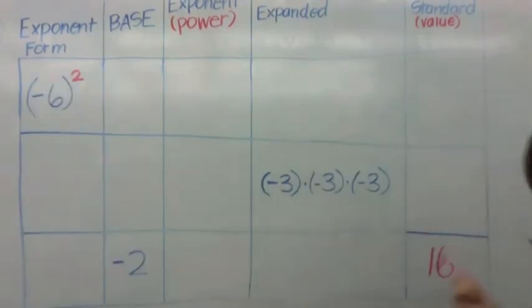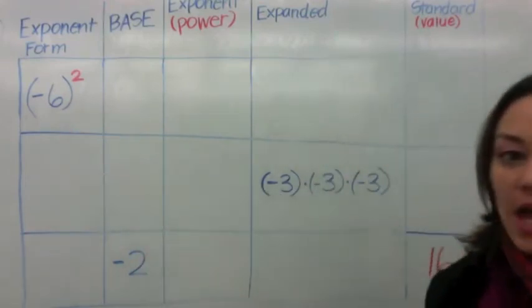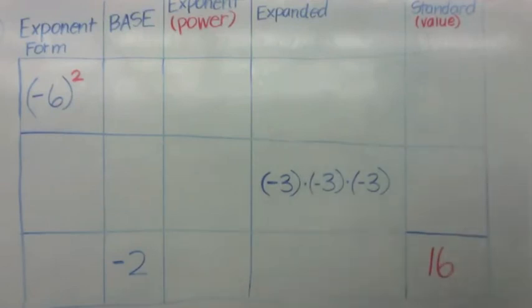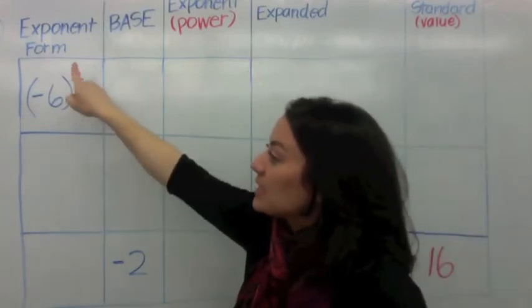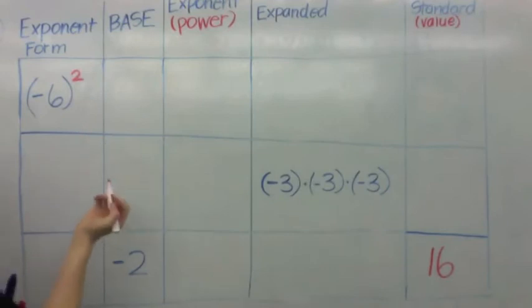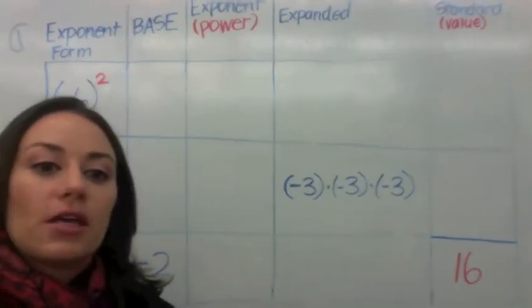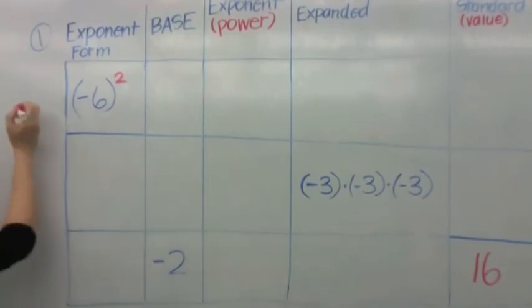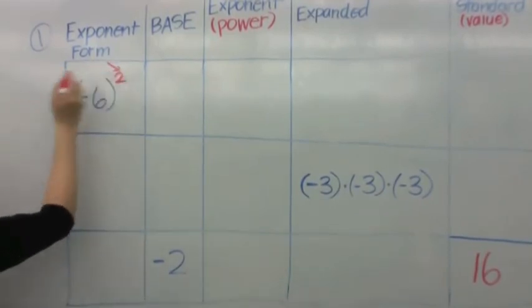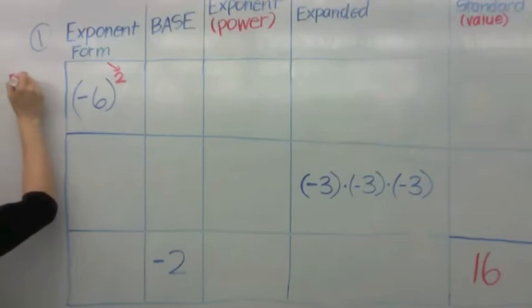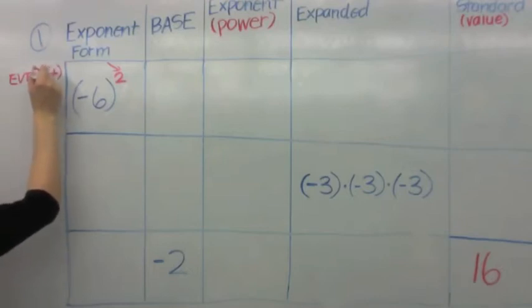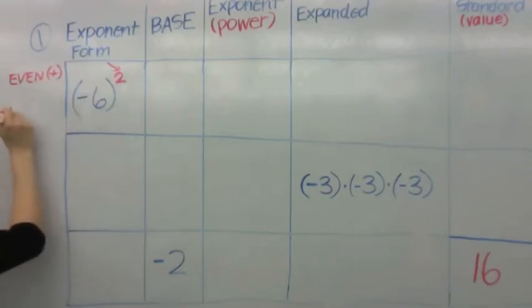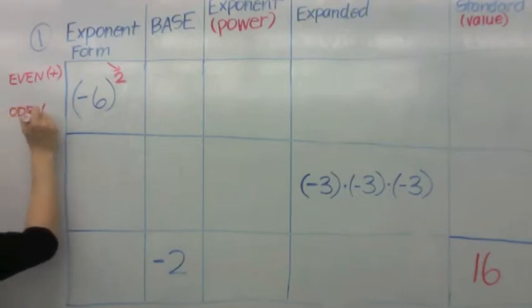Now go ahead and fill in your chart. We're going to be using negative bases. And if you remember, there is a rule with negative bases. When you have a negative base and the exponent is even, the answer, or the value, will be what? Positive. When the exponent is odd, the answer will be negative.